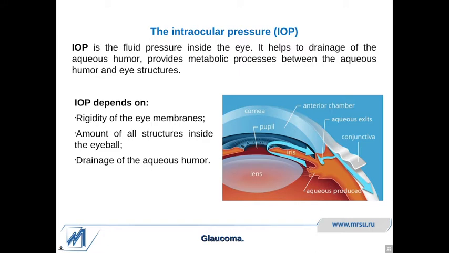The intraocular pressure. What is it? Intraocular pressure or IOP is a fluid pressure inside the eye. It helps drainage of the aqueous humor, provides metabolic processes between the aqueous humor and eye structures. It depends on rigidity of the eye membranes, amount of all structures inside the eyeball, drainage of the aqueous humor.